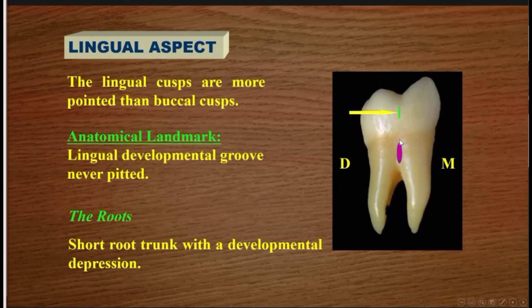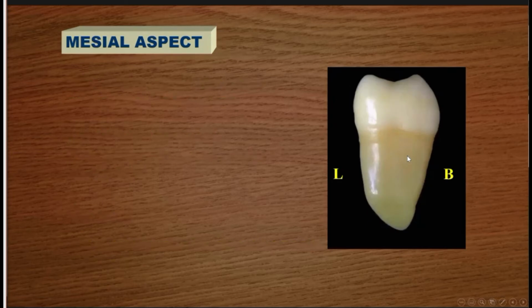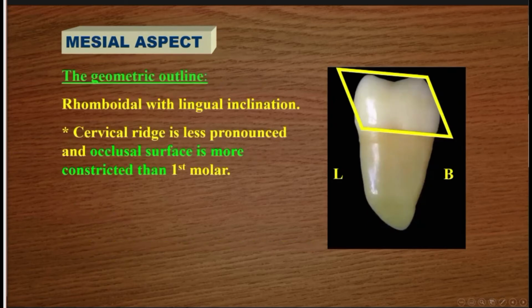Geometrical outline is rhomboidal with lingual inclination. The cervical ridge is less pronounced and the occlusal surface is more constricted than the first molar. Cervical ridge is less pronounced.